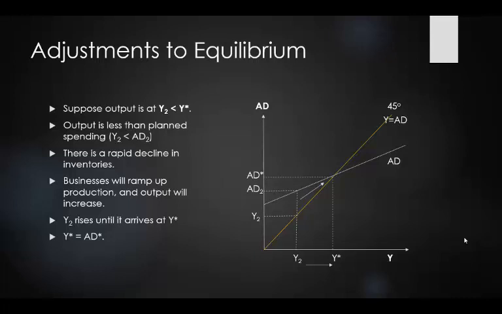Similarly, if output was at Y2, which is a level where planned spending, AD2, is greater than the output level, now there is insufficient production to meet the level of demand in the economy. Businesses will therefore ramp up production and output will increase until it gets to Y star. At that level, planned spending is at AD star and equal to total output at Y star. The economy is therefore back to equilibrium.